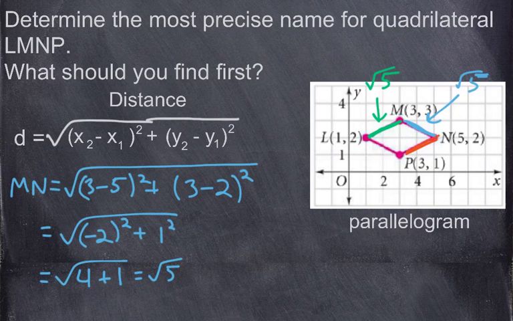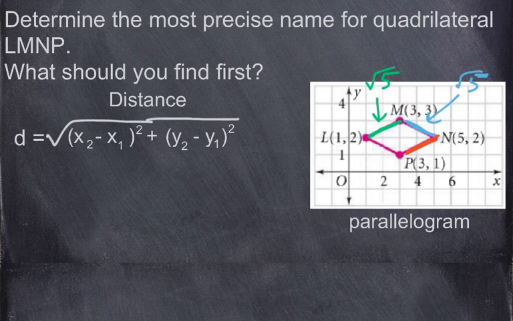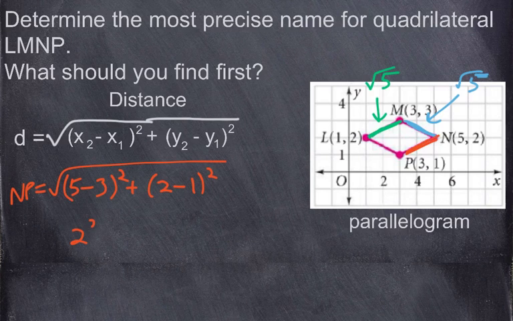And let's find the third one. Okay, do that one in orange. Let's do NP. Okay, let me go ahead and erase this. Okay, so we have NP. So we have x minus the other x value. We're going to square those, plus the y value minus the other y value squared. Alright, that gives us 2 squared plus 1 squared, the square root of both of those, which is 4 plus 1, which is the square root of 5.